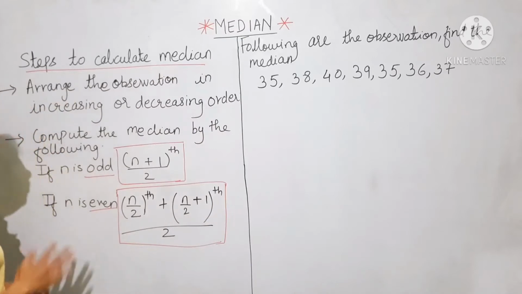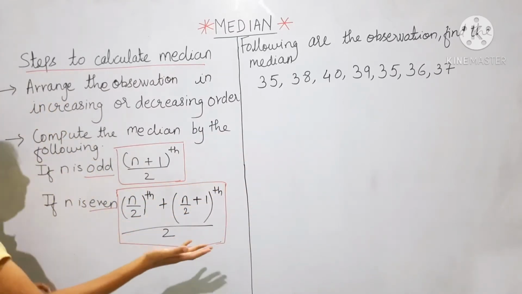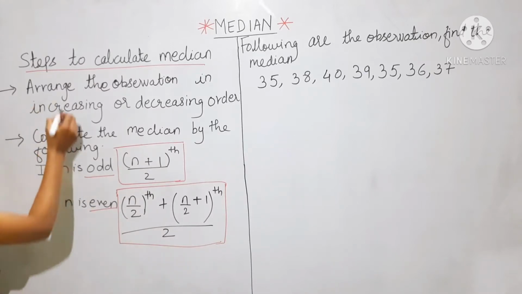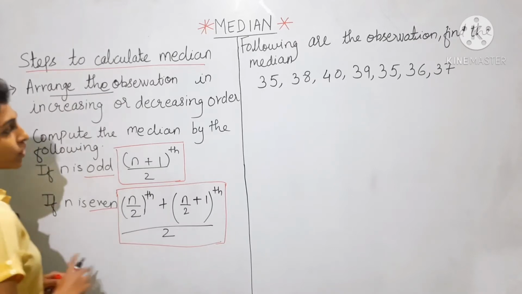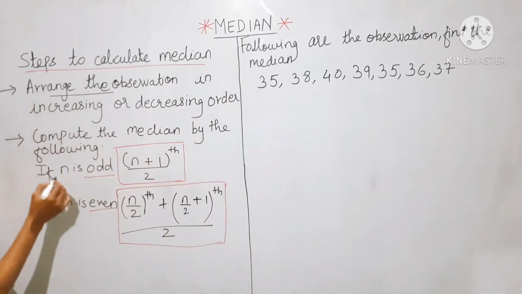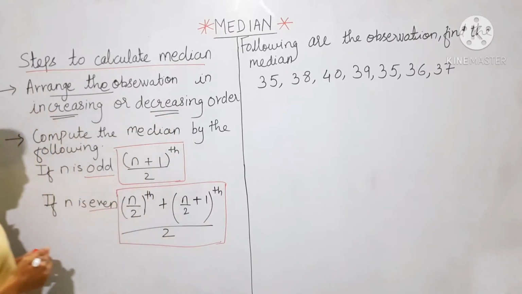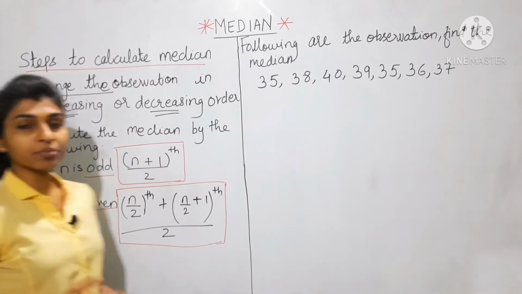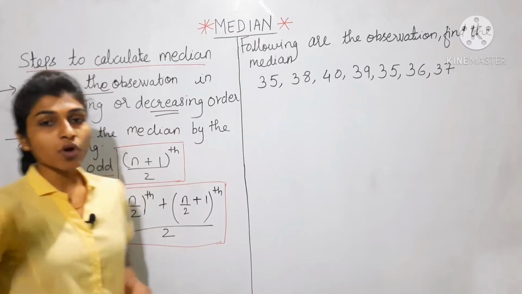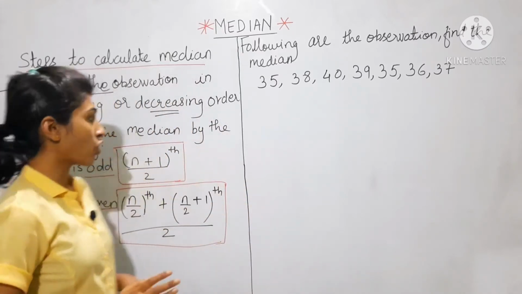If the observation is in the individual form of data, the first thing you have to do is arrange the observation either in increasing or in decreasing order. Increasing order means from the smaller to the greater number, or decreasing order means from the greater number to the smaller number, like ascending or descending order.